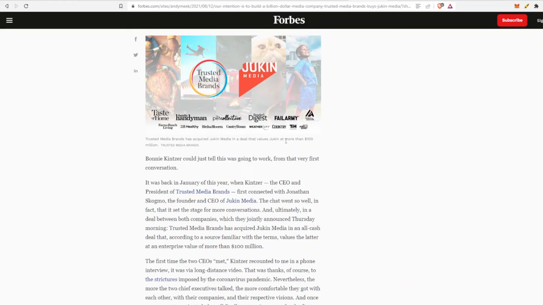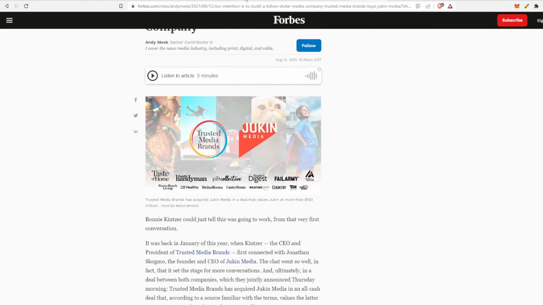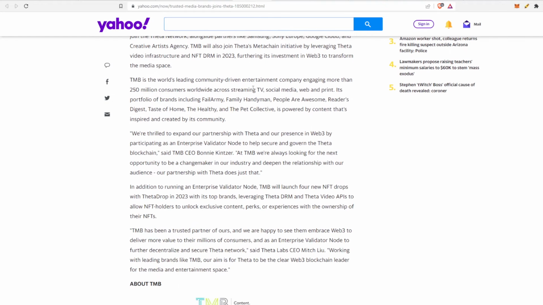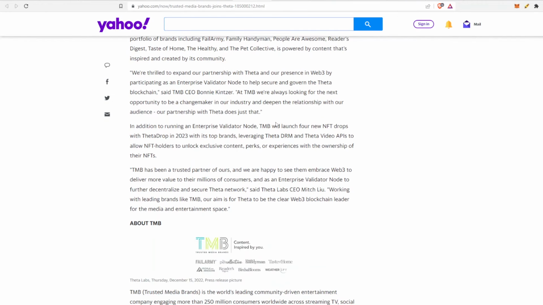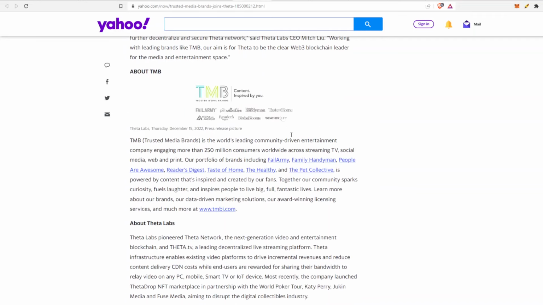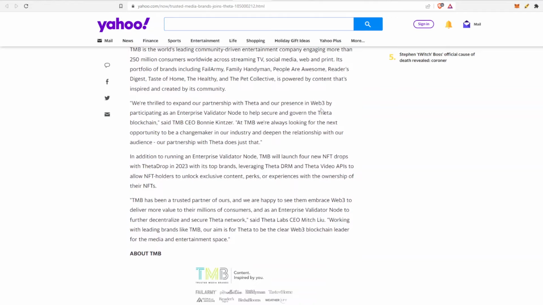So in summary, guys, this is the 26th validator node that is coming online with the Theta ecosystem. Very, very big news. I'm very happy to see it. They also said, along with that, they are bringing 4 new NFT drops to Theta Drop, which is good for engagement. And hopefully, like I said, they have 250 million consumers worldwide. Hopefully that brings more people onto the overall Theta ecosystem.